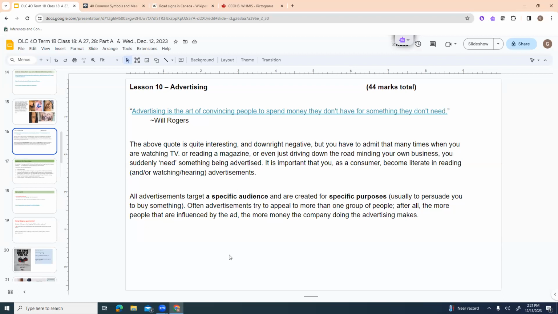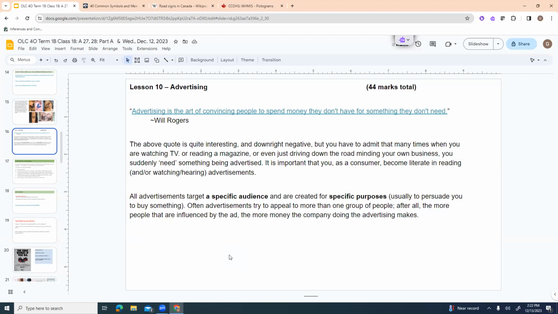So the above quote is interesting and kind of negative, but you have to admit there are times when you're watching TV or reading a magazine or even just driving down the road minding your own business and you either hear something on the radio or you see a billboard and suddenly you need something that's being advertised.